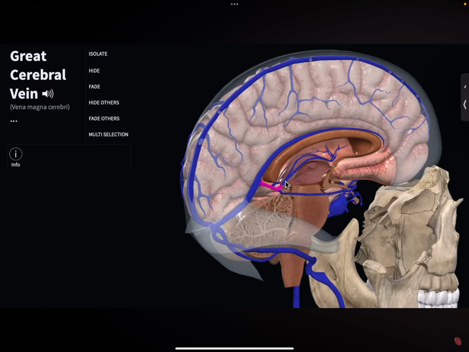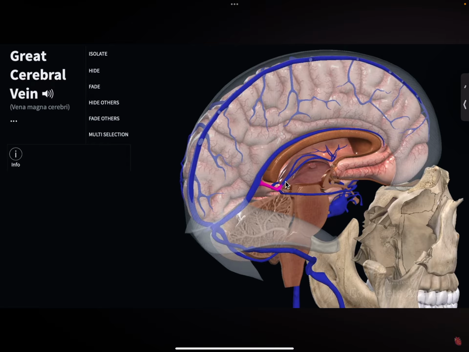Hi everyone, so we're talking about the cerebral veins. The blood from the entire brain is drained by the cerebral veins. Cerebral veins drain the blood into the dural venous sinuses. Dural venous sinuses drain the blood into the internal jugular vein, and the internal jugular vein drains the blood into the superior vena cava. Very simple flow chart, right?